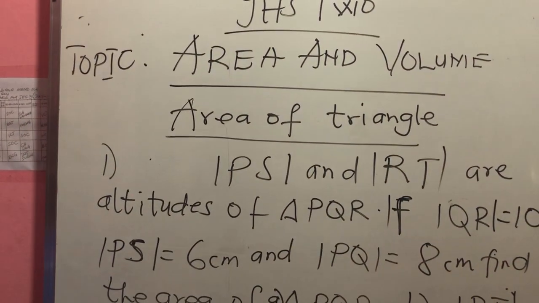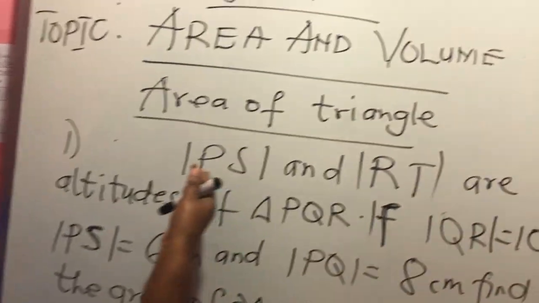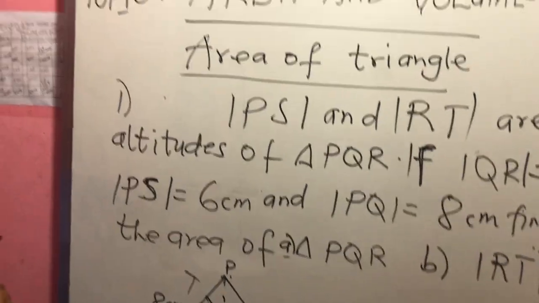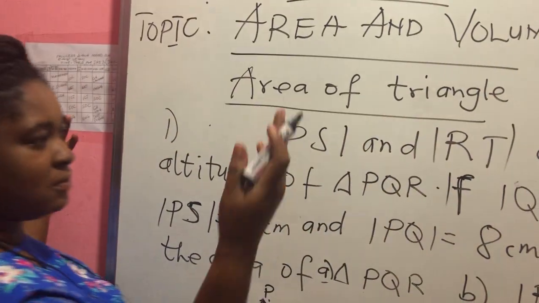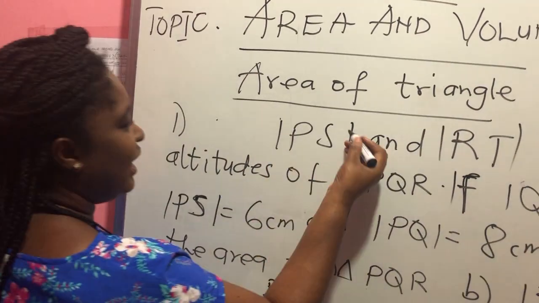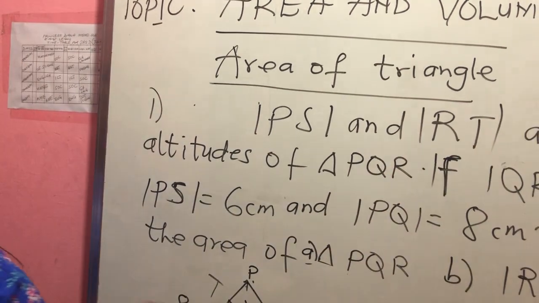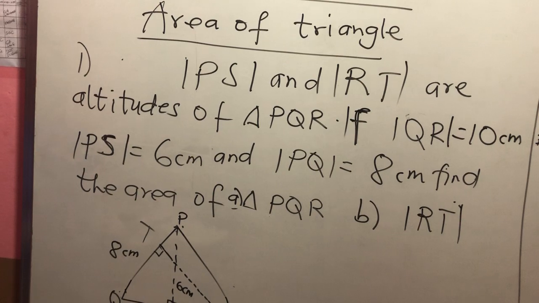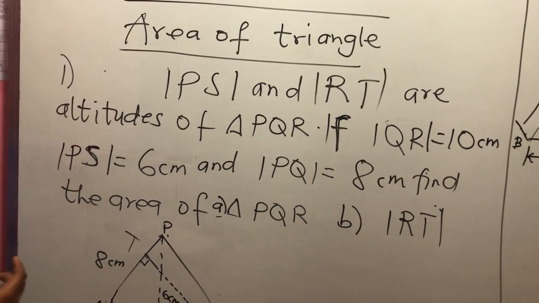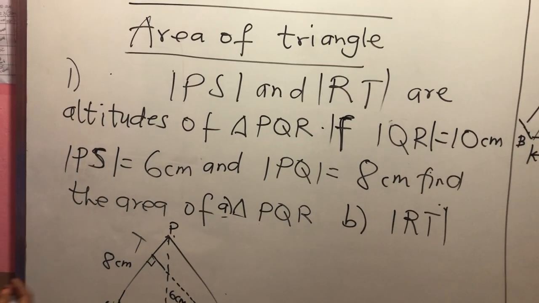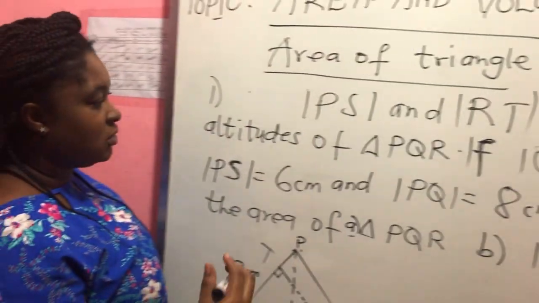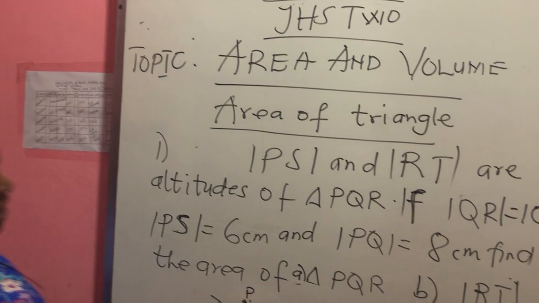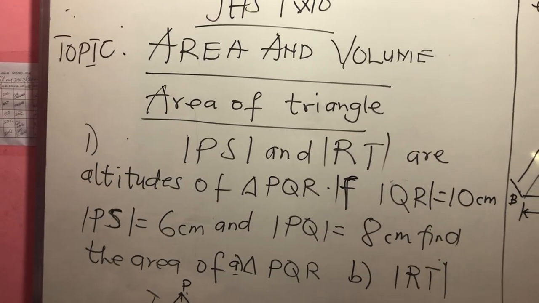The question says that line PS, I know when you see this, you know it is line or length or whichever way, or side or by length. It's all in measurement. So line PS and RT are altitudes of triangle PQR. Now remember that yesterday we said that altitudes and height are the same thing. When you see altitude or you see height in a question, they are both the same thing. So PS and RT are altitudes of triangle PQR.